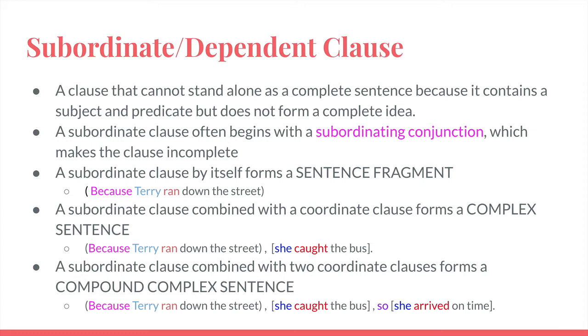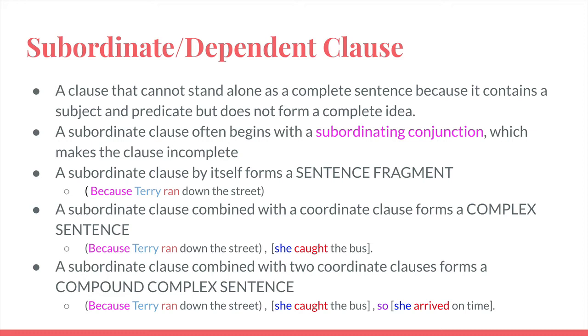Okay, next, a subordinate clause combined with a coordinate clause forms what we call a complex sentence. So if I say, because Terry ran down the street, comma, she caught the bus, that becomes a complex sentence. It begins with a dependent clause, and while that clause has a subject and predicate, it is not the subject and predicate of the sentence, so those blue and red words are softer. It is followed by a coordinate or independent clause that contains the subject and predicate of the sentence, she caught, and those are in bright blue and bright red.